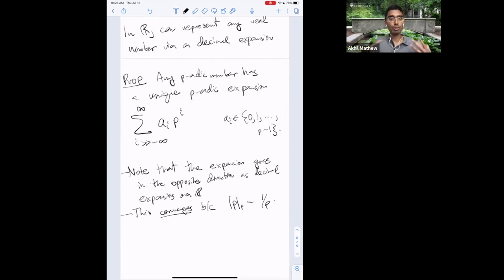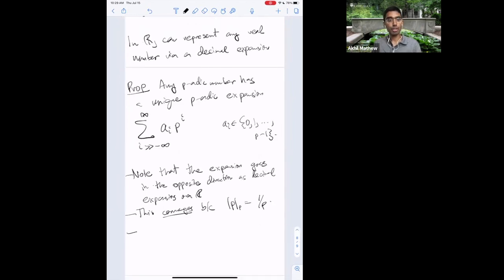But on the other hand, if you were to choose a different prime number, some prime number q, then the absolute value of q would be equal to 1. So this wouldn't converge. If you tried to expand p-adic numbers q-adically, it wouldn't converge anymore. What you could do is expand it p squared adically and so forth, but you have to choose.